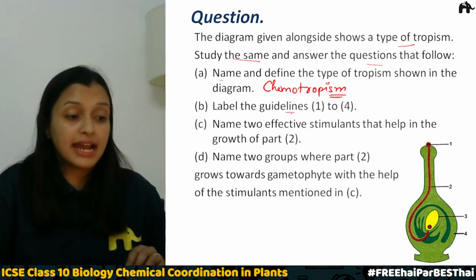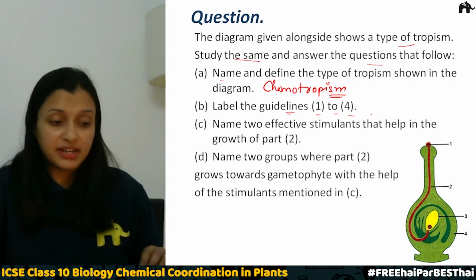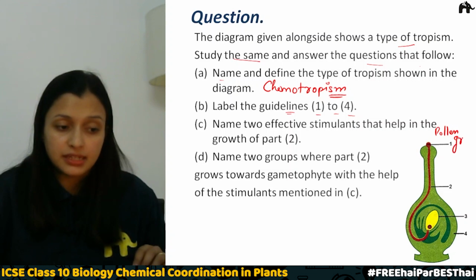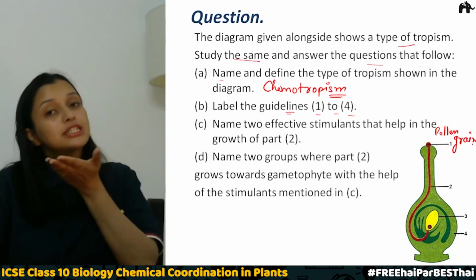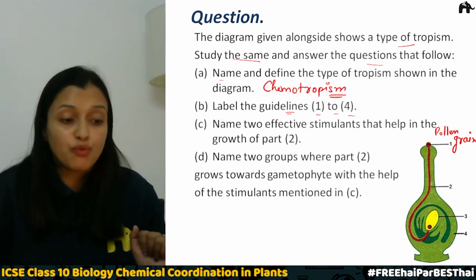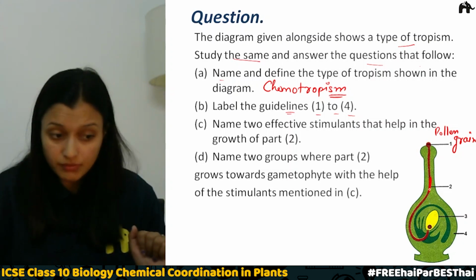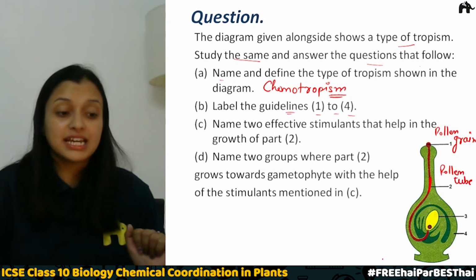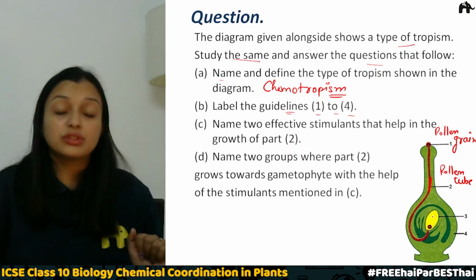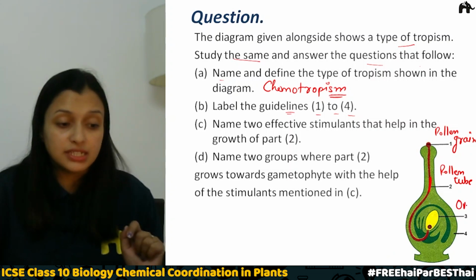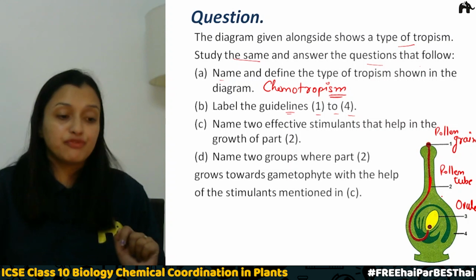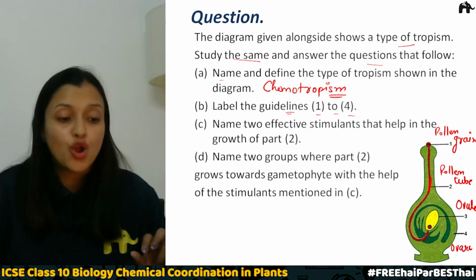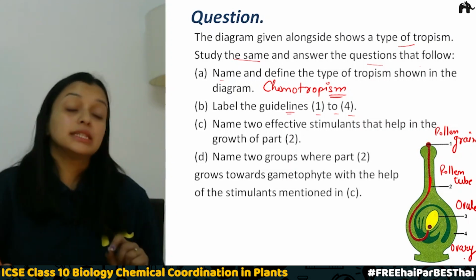So let us see the B part. Label the guidelines 1, 2, 3, 4. So one is the pollen grain that is present on the stigma of the female gametophyte. This particular structure is the pollen tube, right? This is the ovule. And finally, what part is this? The swollen part below. This part is the ovary. Clear?